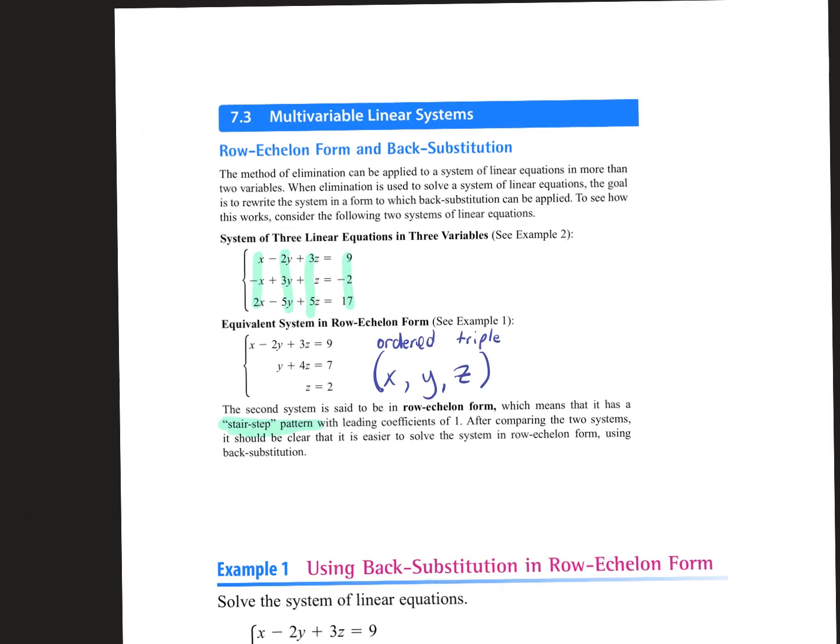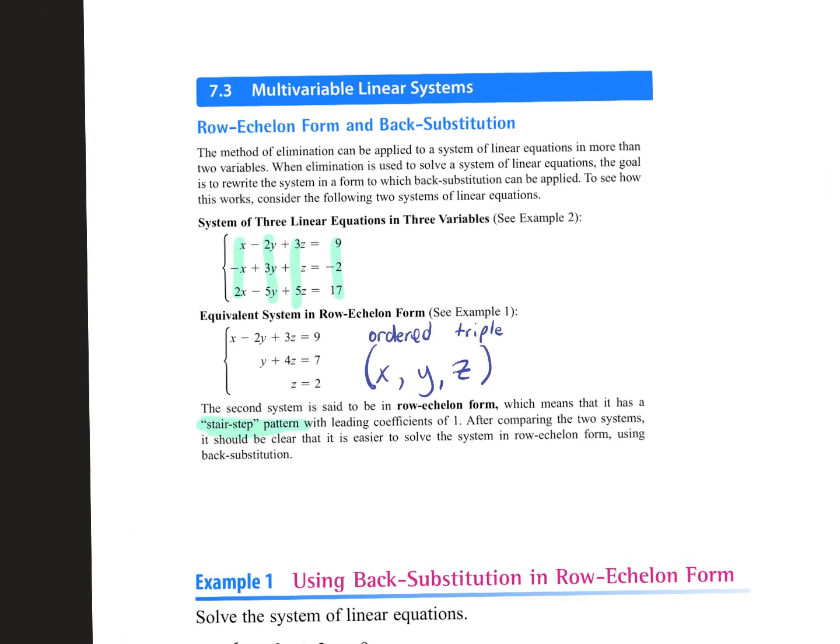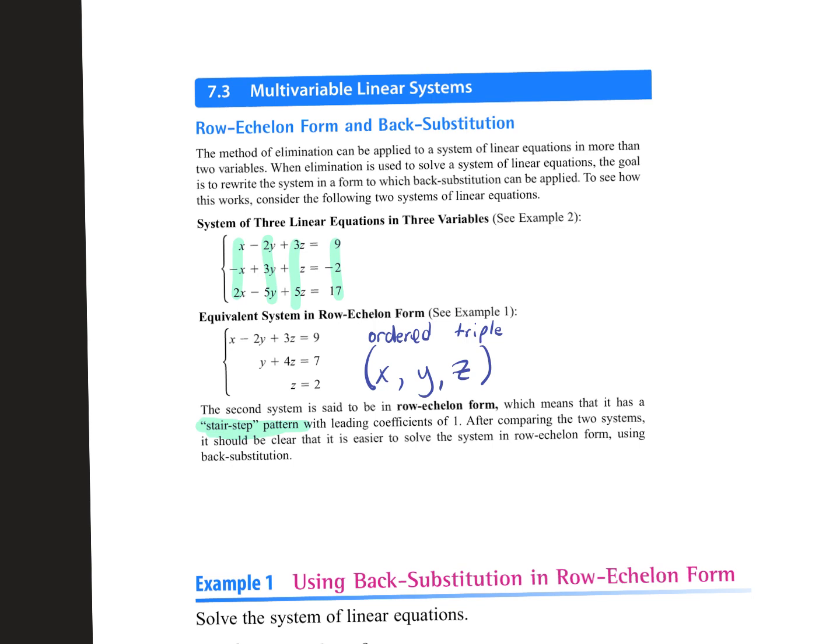All right, guys, 7.3 is talking about multivariable linear systems. What does multi mean? Many, all right? We've been talking about linear systems with two variables, two equations. Today we're going to talk about 3 equations, 3 variables. Everything's going to be to the first power. That's what makes it a linear system.